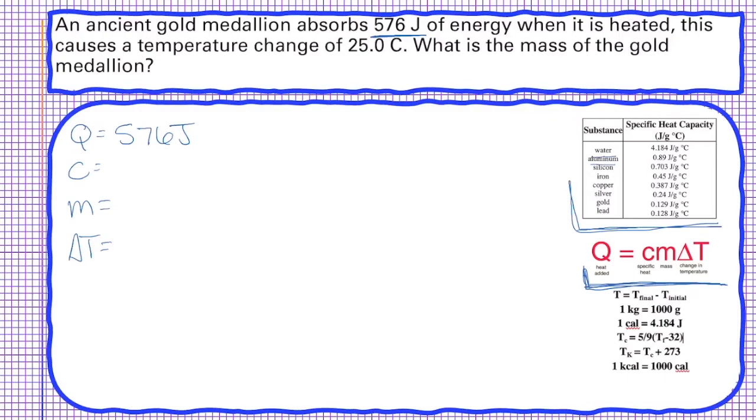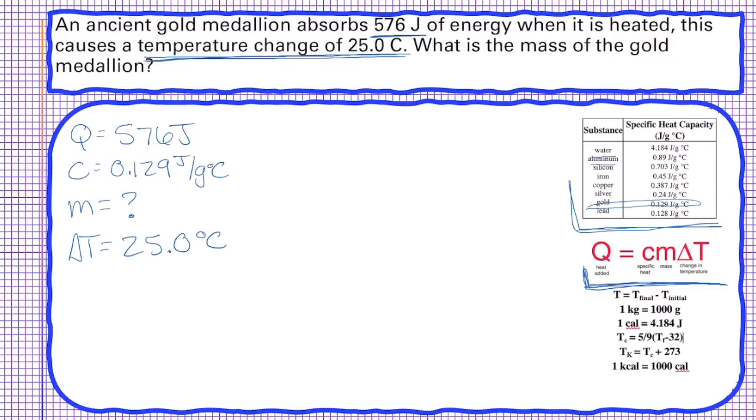And then our C value, that represents our specific heat. If we take a look over at this chart, the metal that we're dealing with is gold. So we're going to use the specific heat for gold, which is 0.129 joules per gram degree Celsius. Then it's asking us to calculate the mass, so that's our unknown. And it's telling us that the temperature change was 25 degrees Celsius. So the temperature increased by 25.0 degrees Celsius. So there are the variables that I'm going to need for this equation.